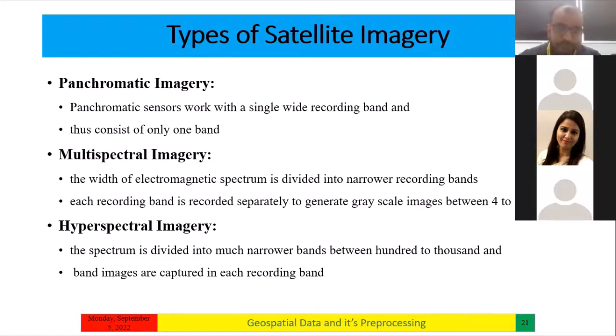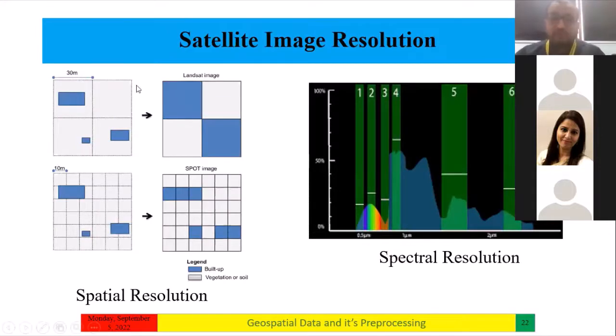Now we'll talk about satellite image resolution. There are four different kinds of resolution that a satellite image could have. The first one is spatial resolution. Spatial resolution is all about the dimension of a particular pixel. If a pixel has a spatial resolution of 30 by 30, it means that horizontally and vertically its dimension is 30 meters.